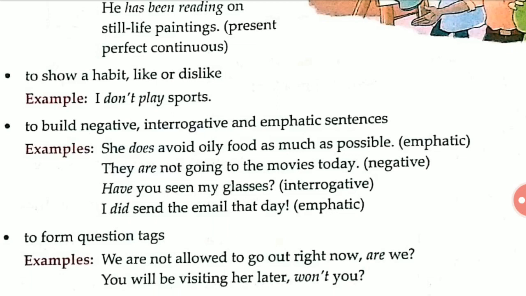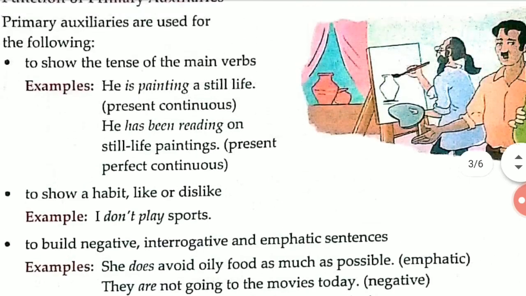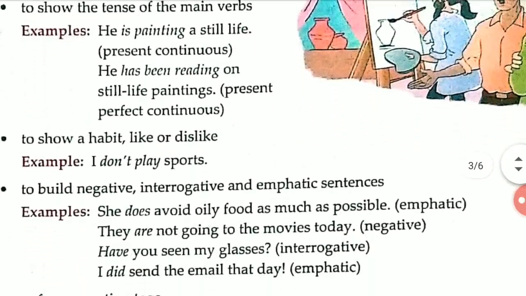"They are not going to the movies today." To build the negative, we use primary auxiliaries. "Have you seen my glasses?" Interrogative: for building interrogative sentences, we use primary auxiliaries. "I did send the email that day." This is emphatic. We use these primary auxiliaries to build emphatic, negative, and interrogative sentences. I want you to remember all these functions. I'll ask in the class also.